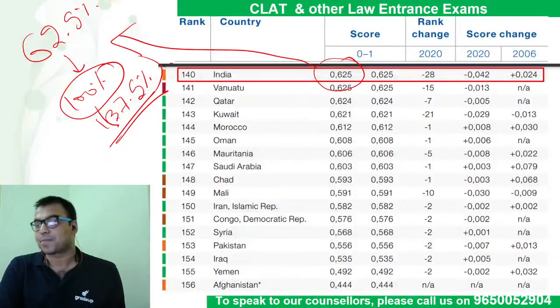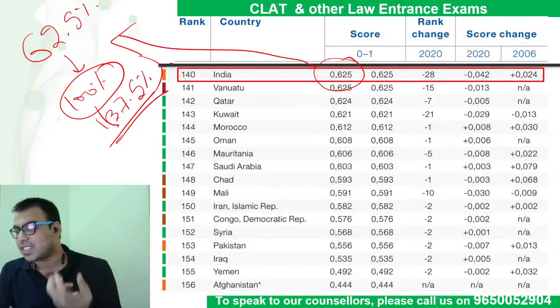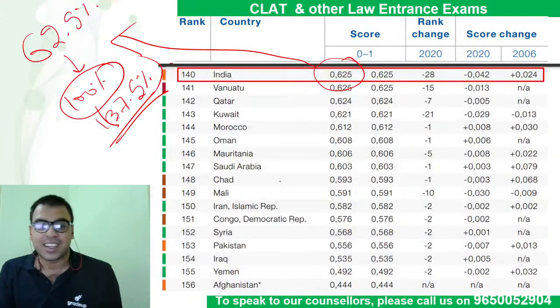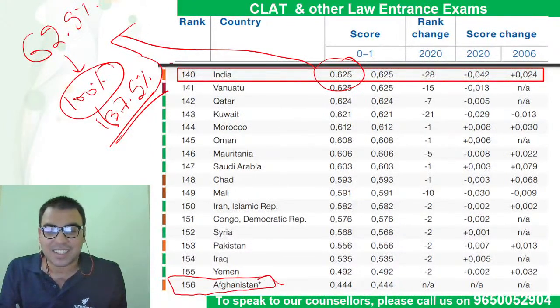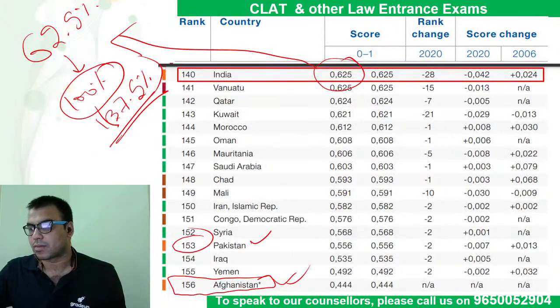Okay, is it clear? Now, when we are talking about the ranks, let's also look at the bottom. The last rank is 156, and that is Afghanistan. Now I think it is fine.